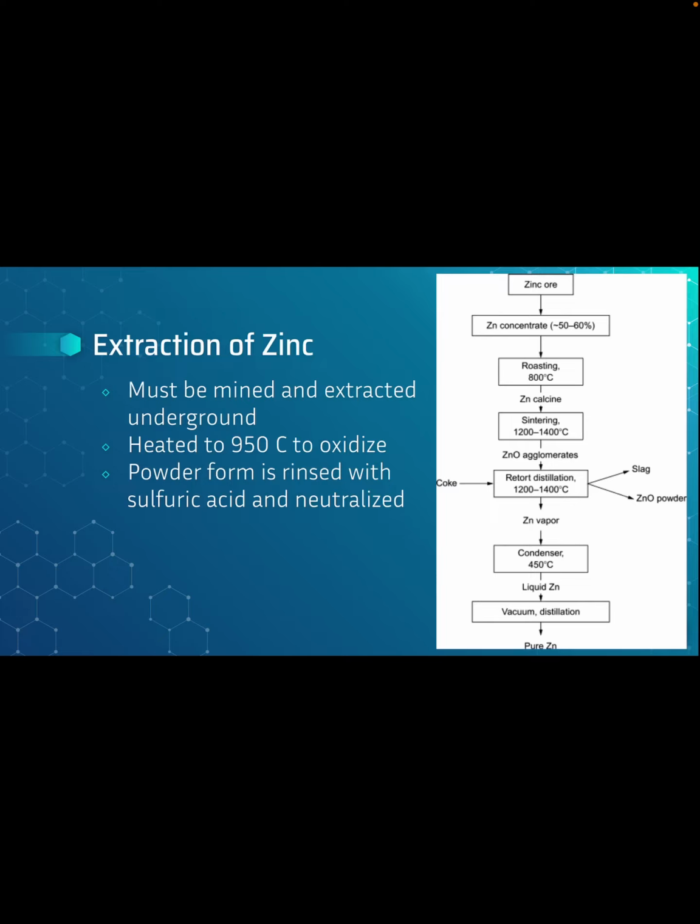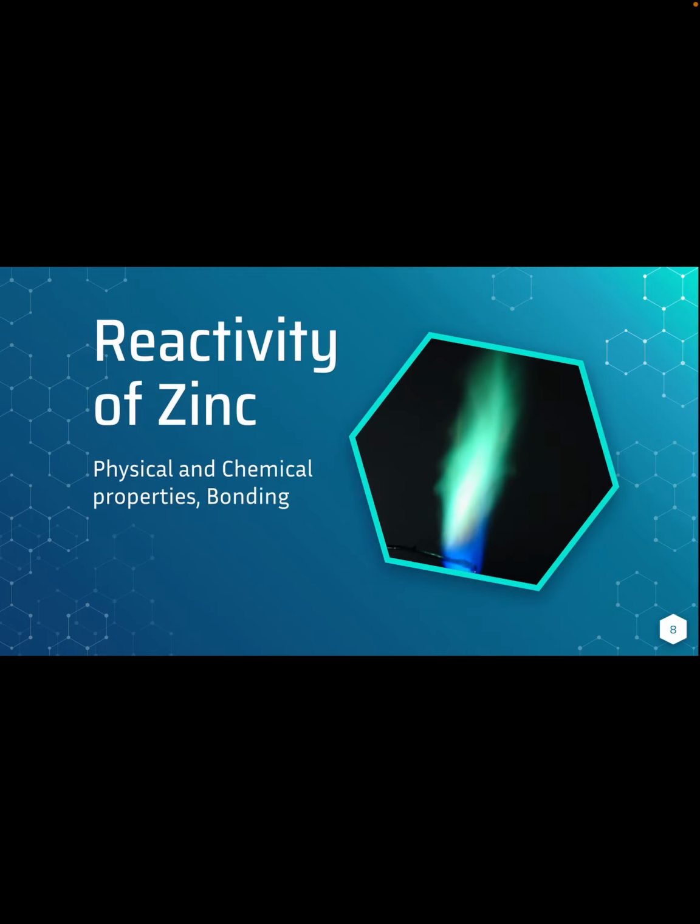To extract zinc, it has to be mined or extracted underground. It has to be heated to 950 Celsius to oxidize, and then the powder form is going to be rinsed with sulfuric acid and then neutralized to kind of purify it and use it for whatever it needs to be used for after all the contaminants are removed. It's actually a relatively cheap process, so zinc is used in a lot more things as an alternative or as a cheaper option.